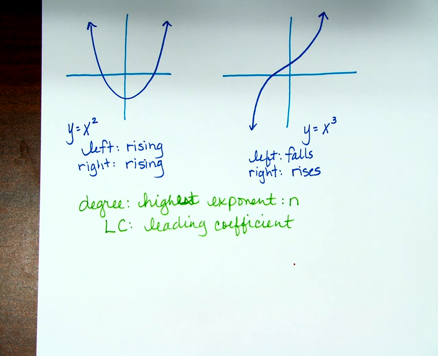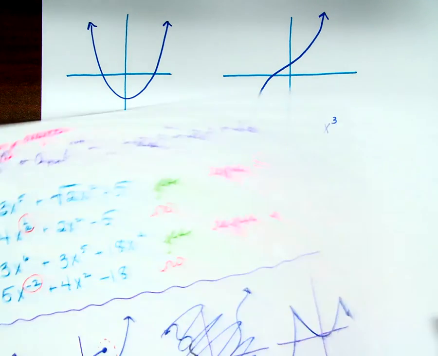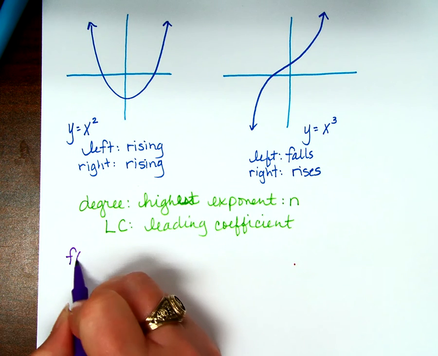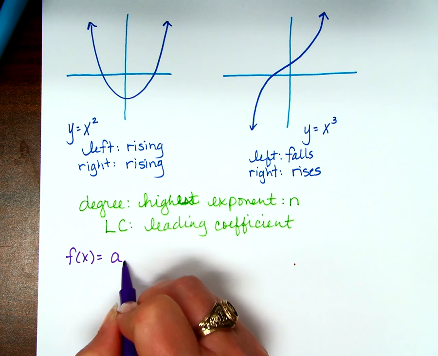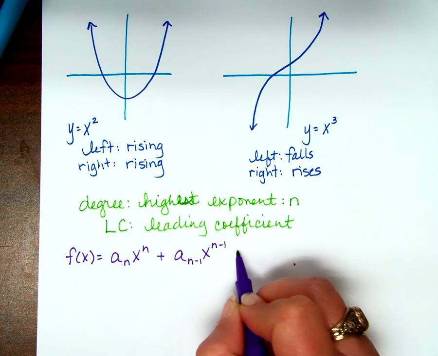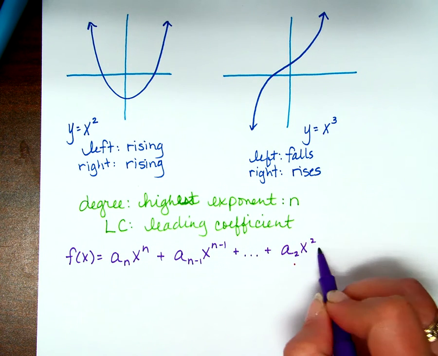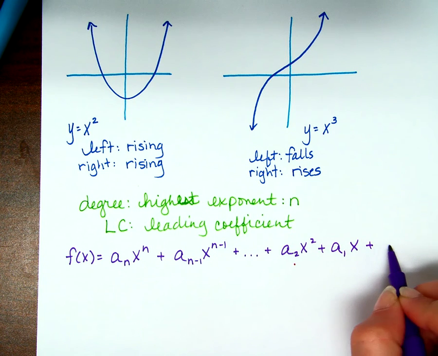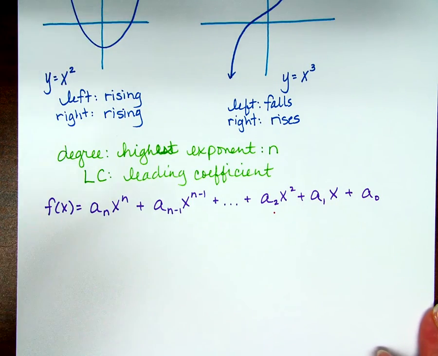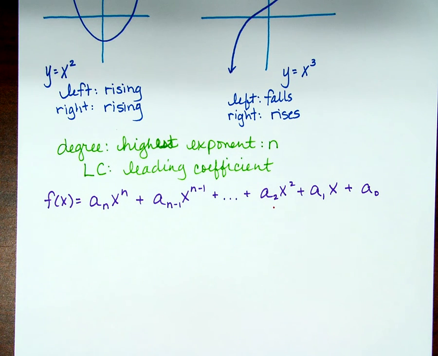So, remembering back to this equation, can I just write this equation for us again so I don't have to keep moving this paper back and forth? You okay with that? Okay. F of x equals a sub n x to the n plus a sub n minus 1 x to the n minus 1 plus a sub 2 x squared plus a sub 1 x plus a sub 0. Okay, you have that okay?